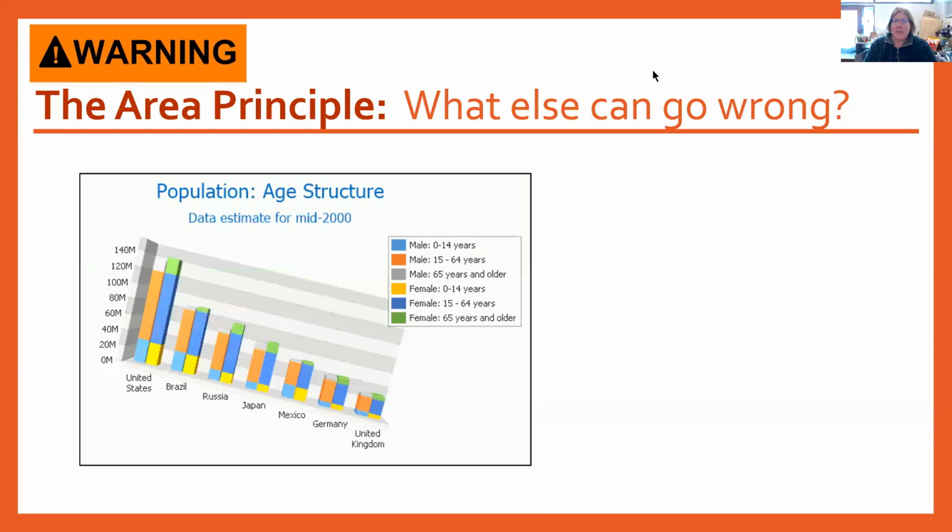All right, so let's revisit the area principle and look at a few more things that can go wrong with graphs. Some of these are misleading, some of these are just confusing, but regardless, none of them are conveying the information very clearly. And that's the important thing we want to do when we make a graph.